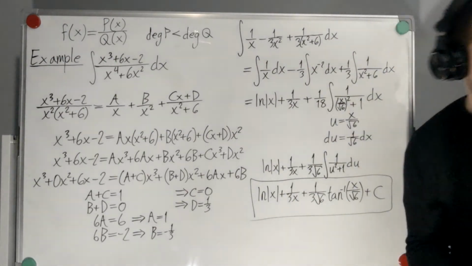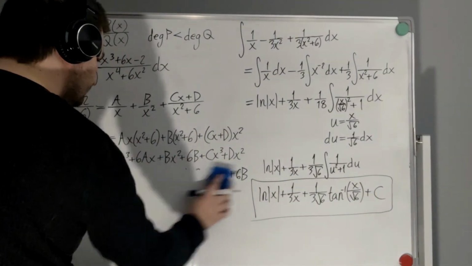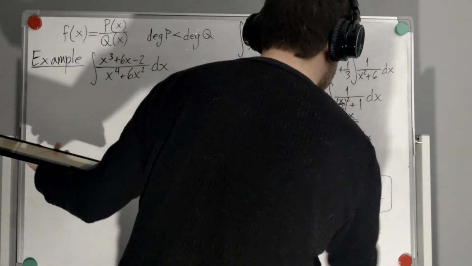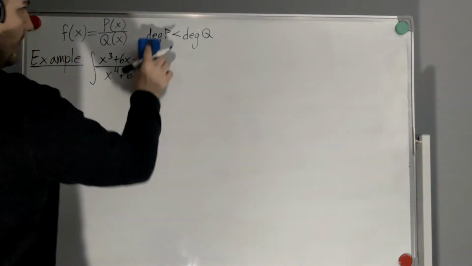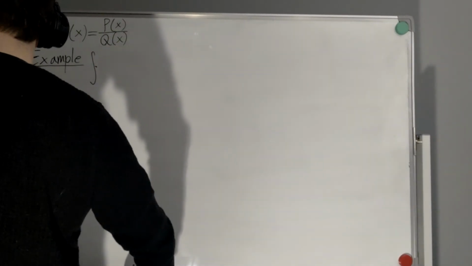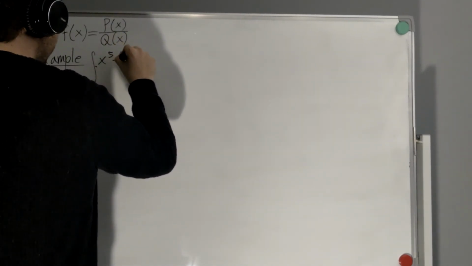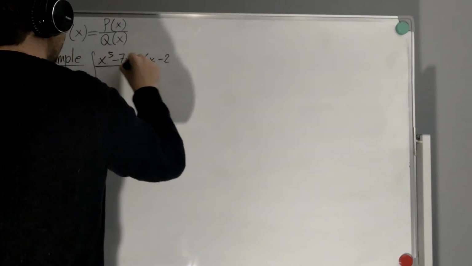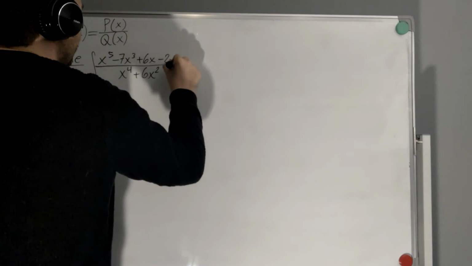All right, let's do one more. Just one more, so that we can really get the idea of what happens if you don't have the degree of the numerator being less than the degree of the denominator. So yes, what happens if you take away this condition? All right, let's take a look at that. So this one is going to be the integral of x to the 5th minus 7x cubed plus 6x minus 2, all of that divided by x to the 4th plus 6x squared, dx.